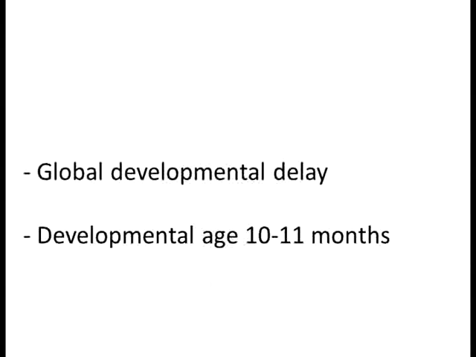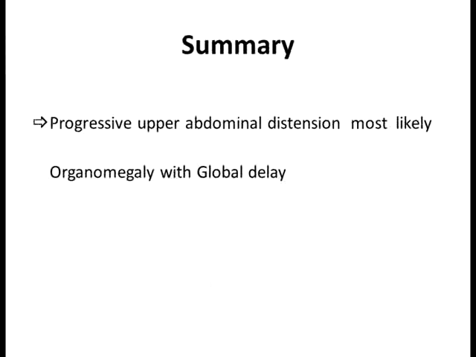The child had a global developmental delay. Developmental age was 10 to 11 months at 18 months of age. So the developmental quotient was around 62%. So in summary, we have a child who has a progressive upper abdominal distension, most likely because of organomegaly, and with a global delay. So we have this child who is possibly having an organomegaly, with neurological involvement and a gross developmental delay. Would you like to come out with some differential diagnosis that comes to your mind immediately with these 3 things in front?